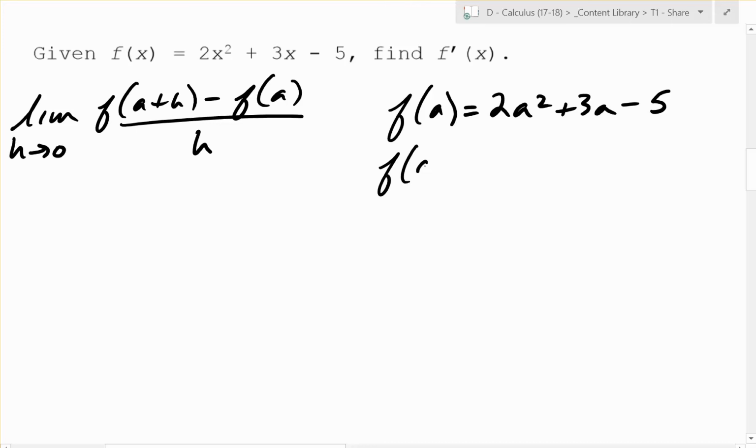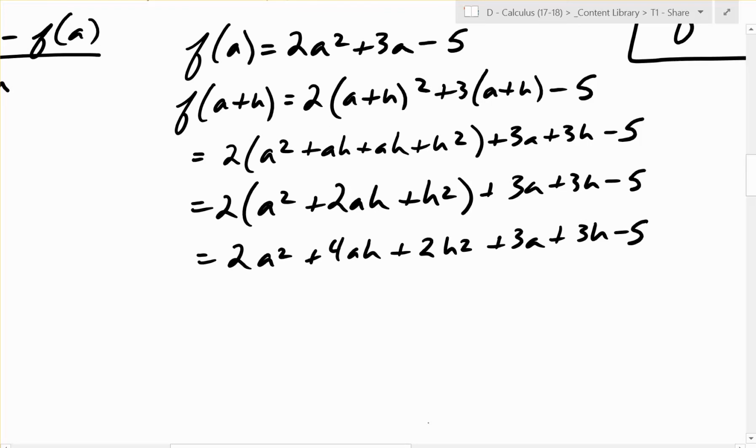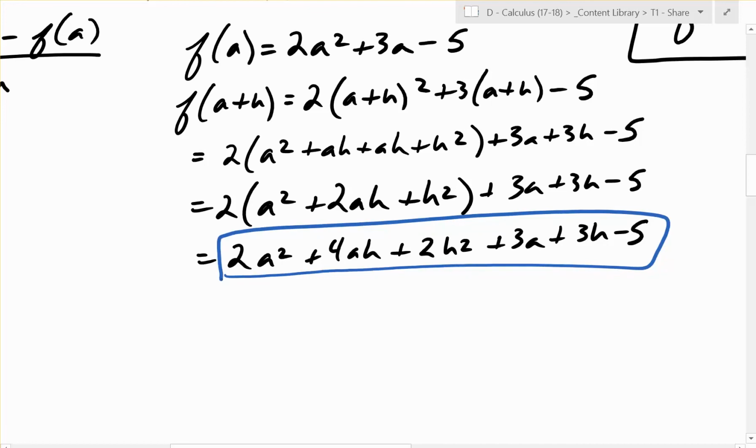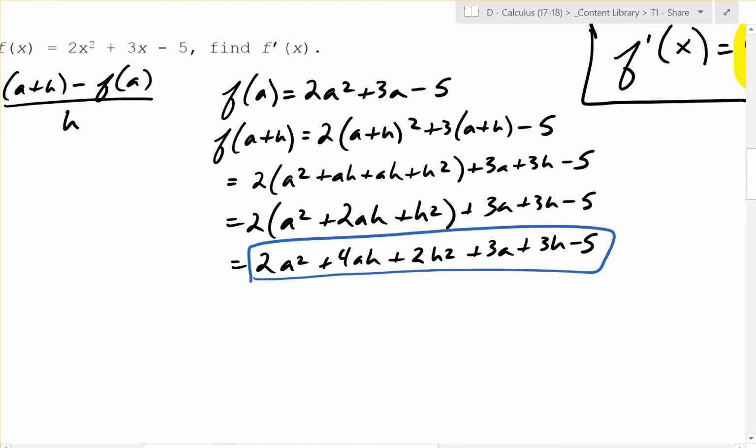Well, let's find f of a plus h. So that's going to be 2 times a plus h squared plus 3 times a plus h minus 5. Let's do a little algebra and multiply this. When you multiply this out, you end up with a bunch of terms, and you look for like terms to see if you can simplify this anymore, but unfortunately you can't. So it's a little ugly for now, but hopefully it is going to collapse.